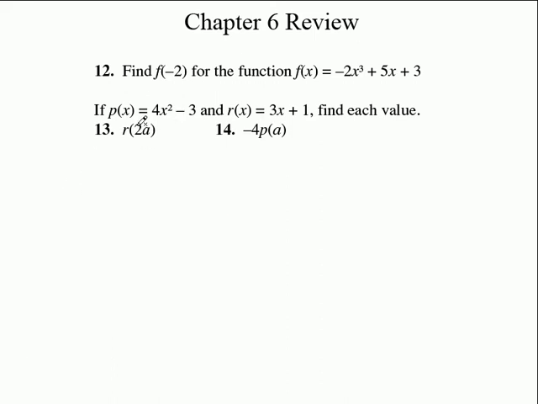These next two are kind of the same deal. This tells you which function. You have two functions, p and r. You're putting this into the r function. So you come over here to the r. Wherever there's an x, only one place, you're going to replace it with a 2a. So watch. R of 2a is going to be just 3 times 2a plus 1. This is 6a plus 1. You can't simplify it, and you're finished.